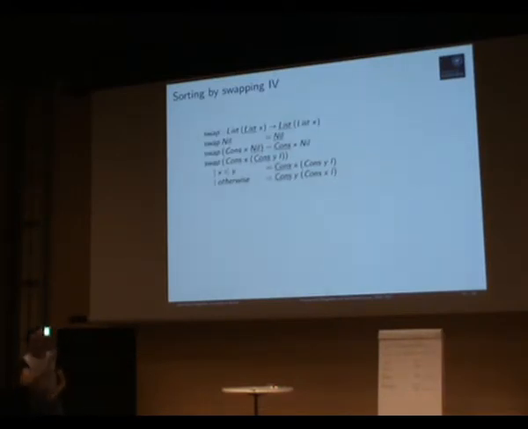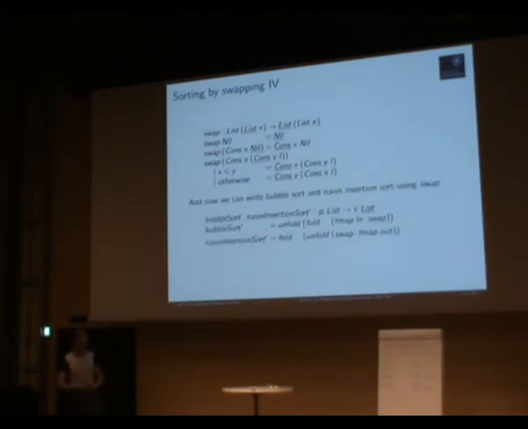Now, just copying this definition further up. From swap, we can get both bubble sort and naive insertion sort, simply by mapping the in or the out adequately, and then doing the unfold-unfold or the fold-unfold. So swap is a natural transformation that is the evidence that insertion sort and bubble sort are actually the same algorithm. And swap is the core of these two algorithms.